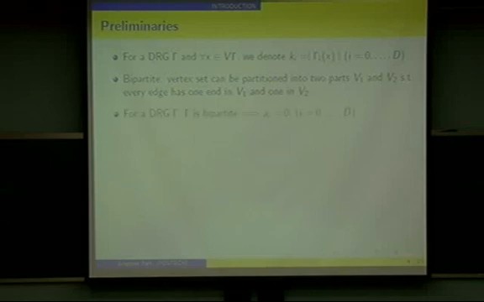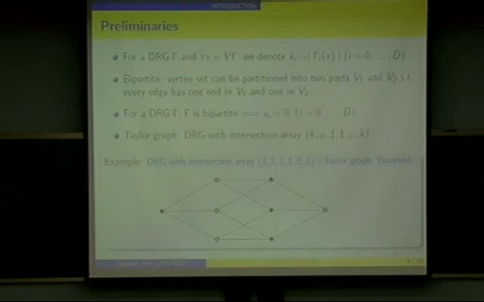For a distance regular graph gamma, gamma is bipartite if and only if a_i is 0. A distance regular graph with this intersection array is called a Taylor graph. That means b_1 is equal to c_2 and b_2 is 1. For example, the given graph is a distance regular graph with intersection array {3,2,1;1,2,3}. So this is a Taylor graph, and if we divide the vertex set like this, black ones and red ones, then this graph is also bipartite.